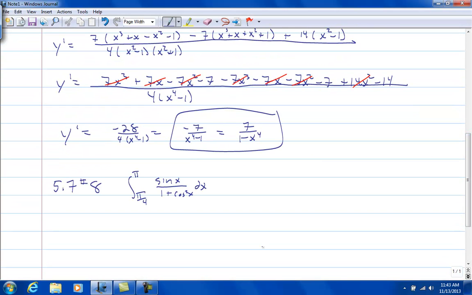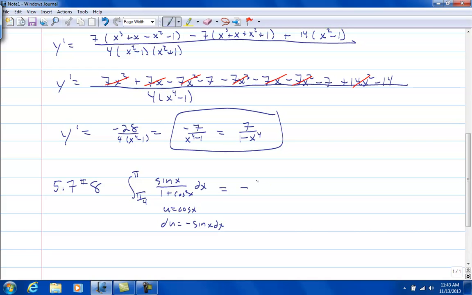Now here's 5.7. We're going to do the integral from pi over 4 to pi of sine x over 1 plus cosine squared x, and I look down at the denominator, it looks like I have 1 plus something squared. So I might be able to treat this as an integral that makes an arctangent. So if I did that, I'm going to have u being the cosine of x. So du is going to have to be negative sine x dx. So let's make that du line up.